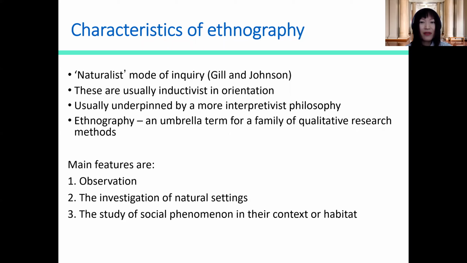And ethnography is an umbrella term, so it does not restrict to a particular technique that you would use. Okay, we will talk about different forms of methods that we can use under this umbrella term of ethnography.